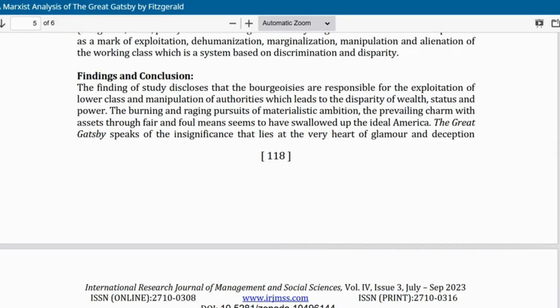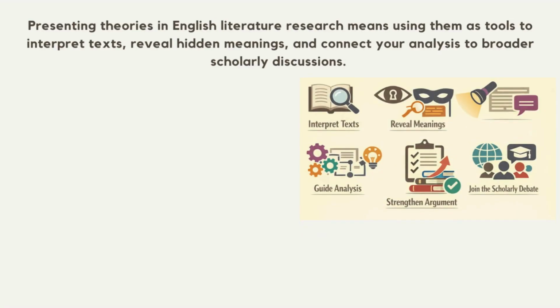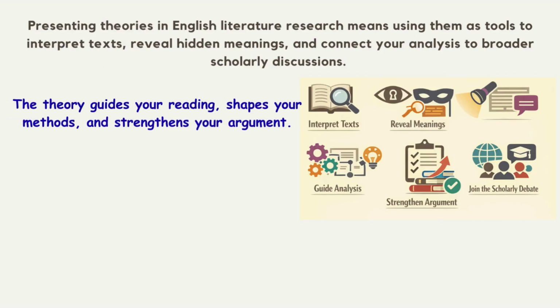Now, I will explain the step-by-step process. Presenting theories in English literature research means using them as tools to interpret texts, reveal hidden meanings, and connect your analysis to broader scholarly discussions. The theory guides your reading, shapes your methods, and strengthens your argument.